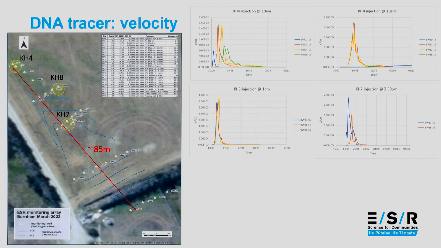So what we did last year, we injected three different DNA tracers because they are encoded with a different DNA signature. You can go back and with a single sample, you can get three breakthrough curves from each sample, because now you know where the source has been based on the DNA that you are detecting.